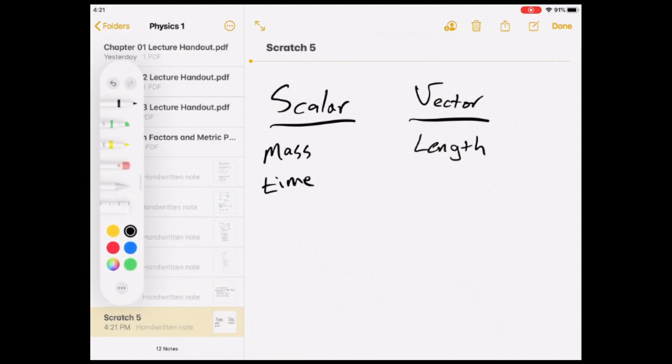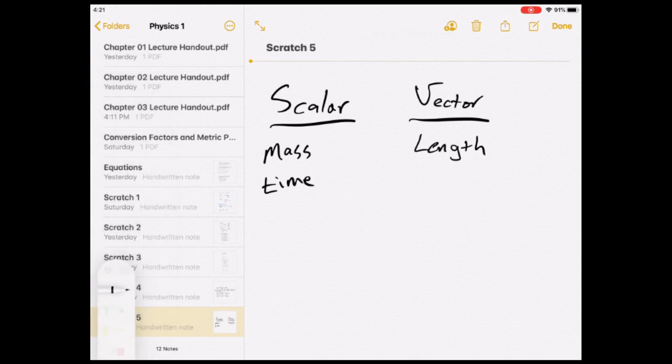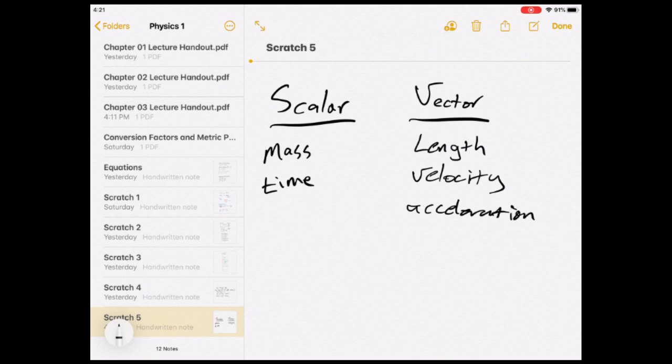So far that's it, right? Length is a vector. Turns out area is also a vector, but we'll talk about that. We'll probably talk about that in physics too. So displacements. So if position is a vector, displacement is a vector, velocity is also a vector because it has direction. Acceleration is also a vector. Right? When we talk about the acceleration due to gravity, it's 9.8 meters per second squared. That's the magnitude. And the direction is down toward the center of the Earth.